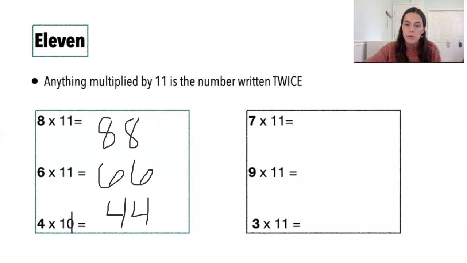Your example problems are 7 times 11, which you'll figure out. You have 9 times 11 and 3 times 11.